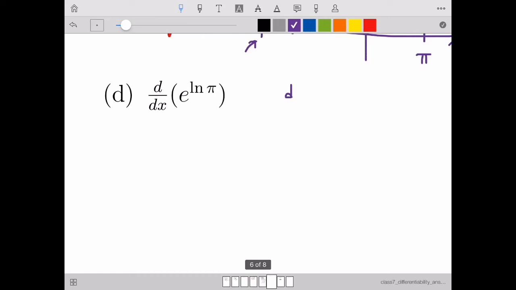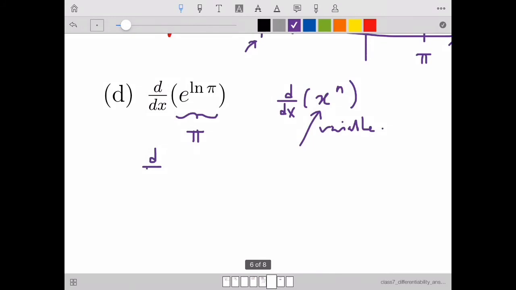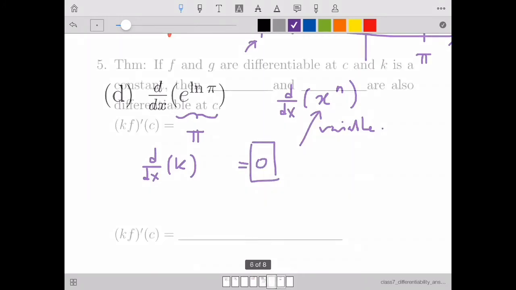Remember, it was d/dx of x to the n, where x is a variable. Okay. Here, e to the ln pi is nothing but pi. So this is actually the d/dx of k case, the constant function case, and the derivative is 0.